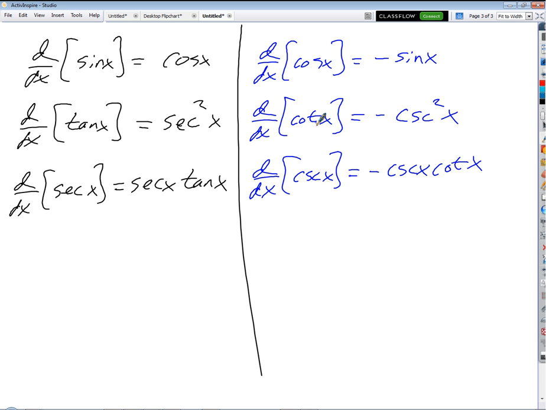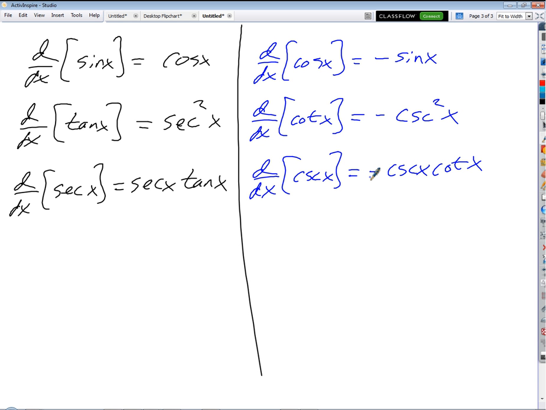Okay. The derivative of secant x is the product of secant x and tangent x. Therefore, the derivative of cosecant x must be the product of the co-equivalents, right? Cosecant x times cotangent x, but times negative 1, because whenever we differentiate a co-function, we get a negative answer. Make sense? So you really get 6 for the price of 3. That's a pretty good deal.